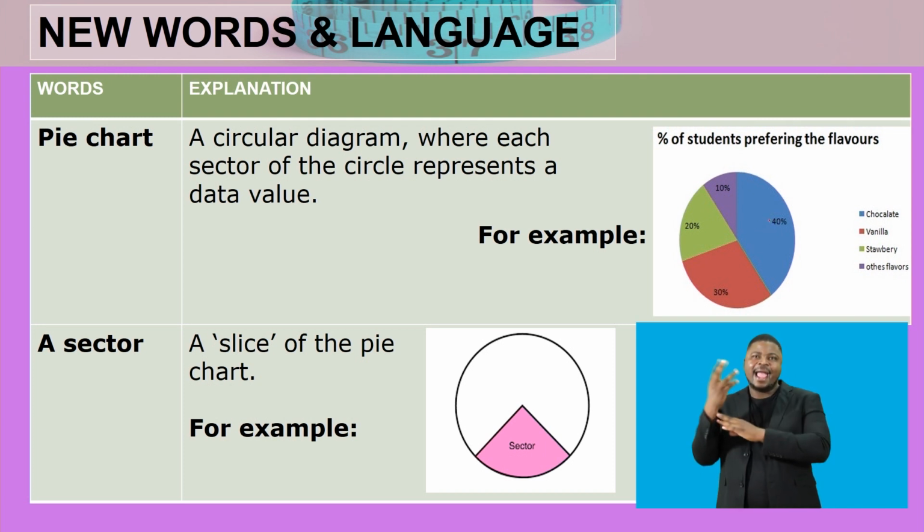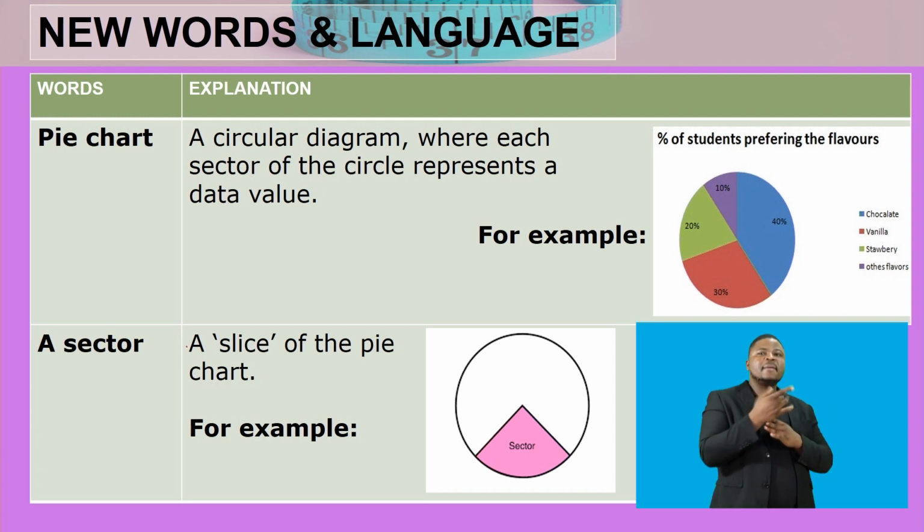So this tells us that 40% of the students prefer chocolate while 20% prefer strawberry. Then we have a sector. A sector is defined as a slice of the pie chart. For an example, this means that it is a piece or a part or a portion on a pie chart.